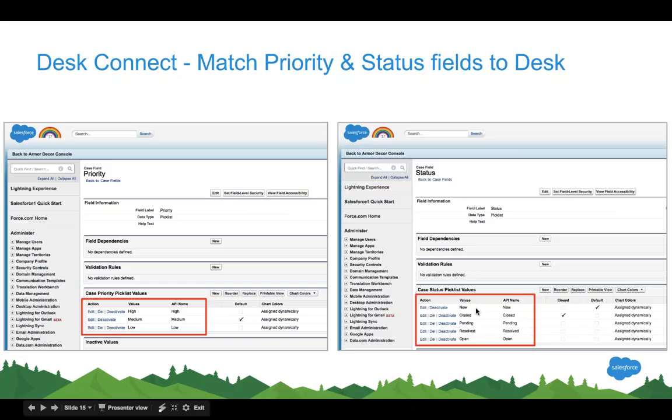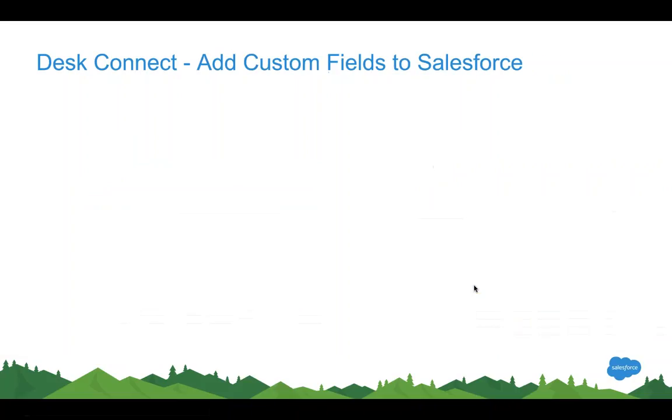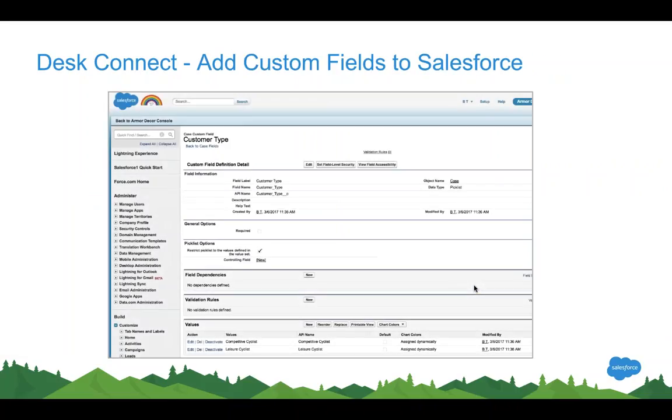So I want to make sure that those are added as fields that I do see in my Salesforce instance. Once I've created that, I can also add any of the custom fields that I've created. In my case, it was adding things like customer type, which was competitive and leisure cyclist, as well as the contact reason. So I want to make sure all of those pick list values are available, so when I sync my cases from Desk over to Salesforce, it'll map over and I'll have all that information as well.